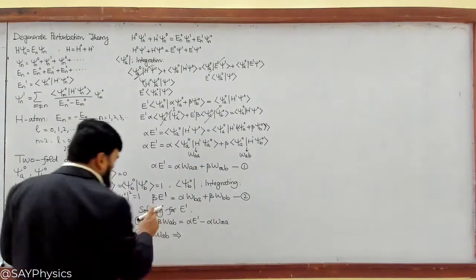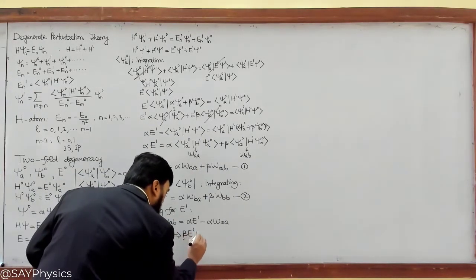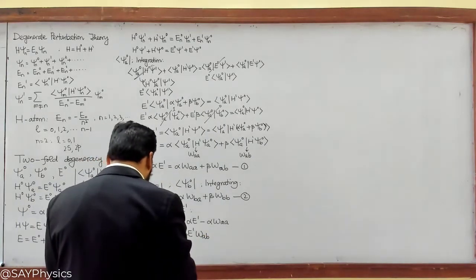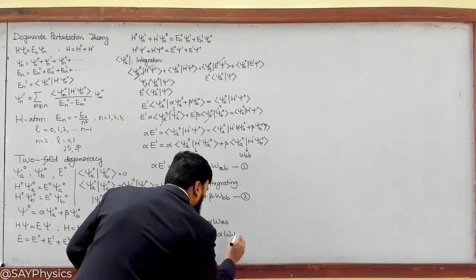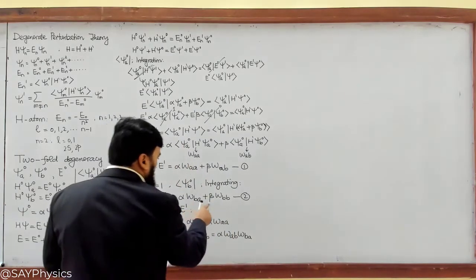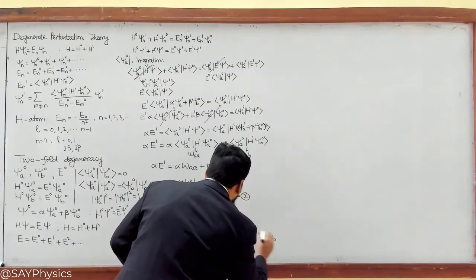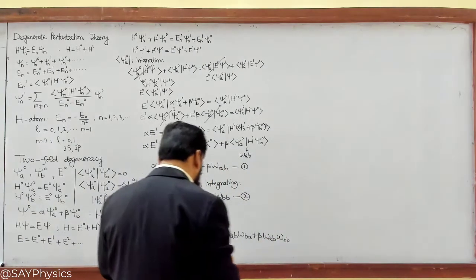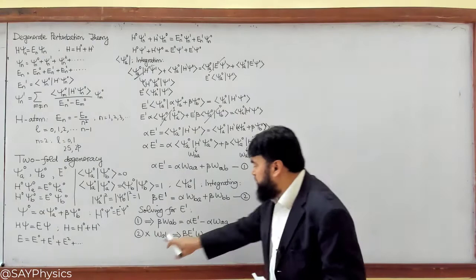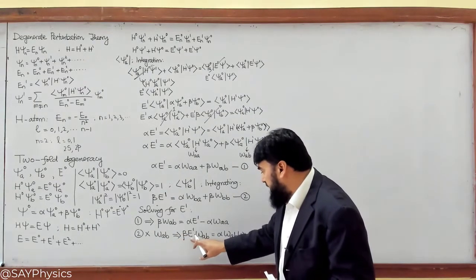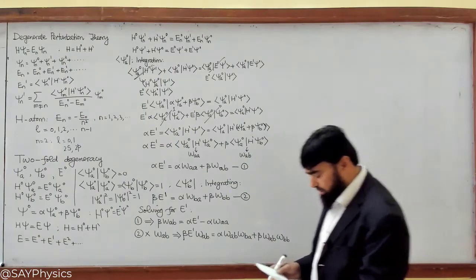So what will it be? It will become beta E1 WAB, and is equal to alpha, which is a constant, so it will be WAB and WBA, plus beta WAB and WBB, right? What I have done is I just multiplied equation 2 with WAB, and then it is beta E1 WAB, and this is beta WAB and BB, just multiplied all the way along.